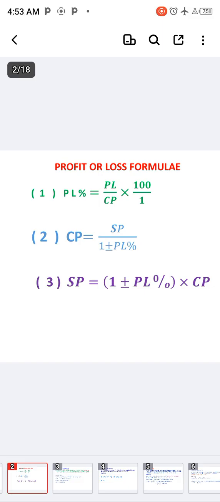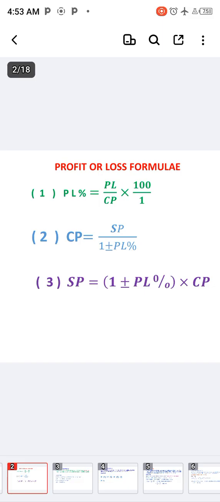Either we are calculating profit percent or we are calculating loss percent. If we are calculating profit percent, we use profit over cost price multiplied by 100 over 1. And if we are calculating loss percent, we use the loss over cost price times 100 over 1.